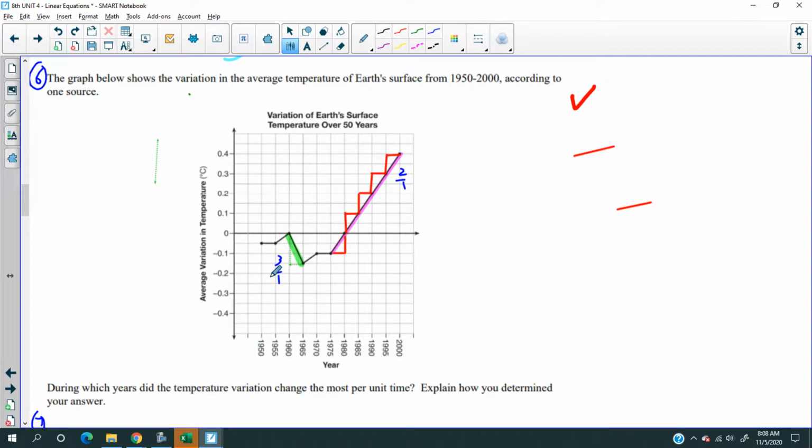So let's see, how do we answer this question? Which years? It was from 1960 to 65. Explain how you determine it. Basically what I just told you, right? Between this and this, the greatest rate of change here is 3 to 1, and this one is only 2 to 1, okay? And you could use slope, if you want to, in your answer.